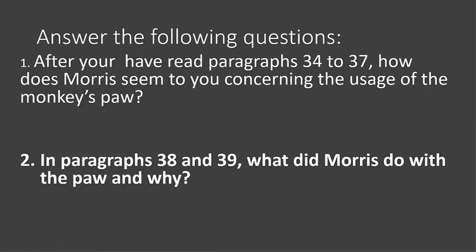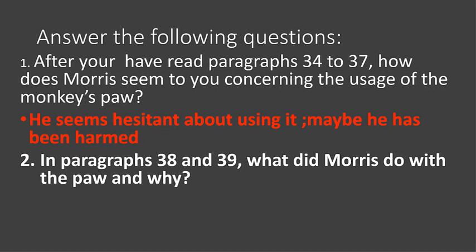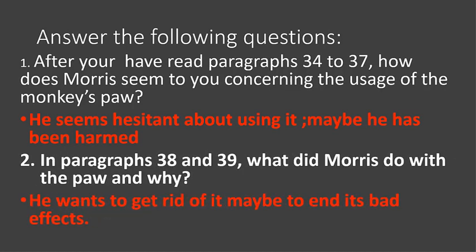Now answer the following questions in your comprehension copybooks. 1. After you have read paragraphs 34 to 37, how does Morris seem to you concerning the usage of the monkey's paw? 2. In paragraphs 38 and 39, what did Morris do with the paw and why? Now, check your answers. 1. Morris seems hesitant about using it. Maybe he has been harmed. 2. He wants to get rid of it, maybe to end its bad effects.